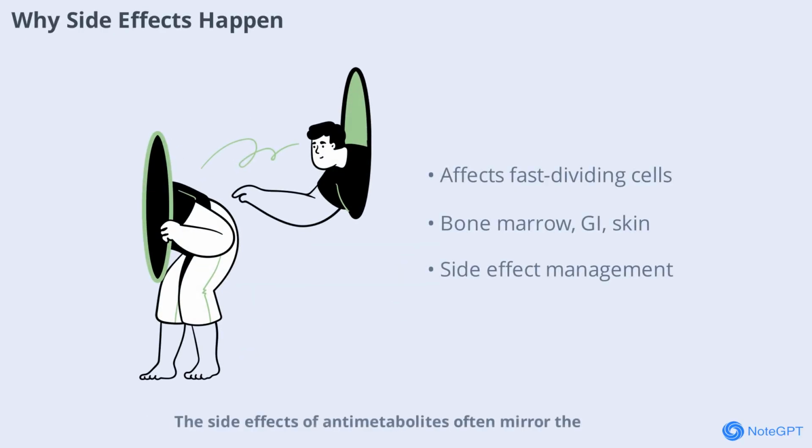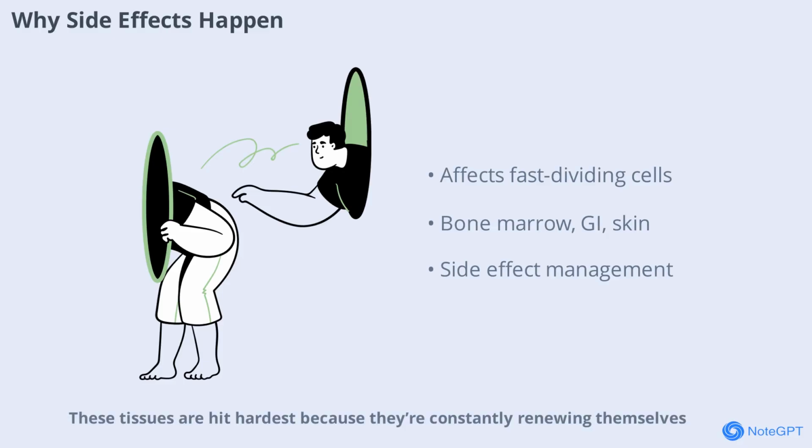Side effects of antimetabolites often mirror the tissues in our body that divide the fastest: bone marrow, the lining of the gastrointestinal tract, and the skin. These tissues are hit hardest because they're constantly renewing themselves, just like cancer cells. That's why patients may experience low blood counts, mouth sores, or skin changes during treatment. Understanding this helps us manage and anticipate side effects.